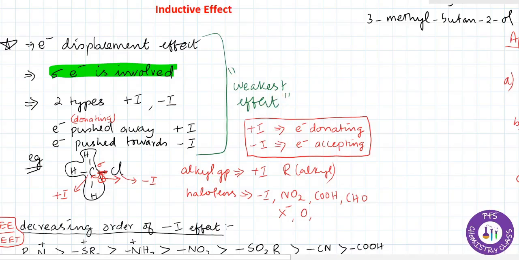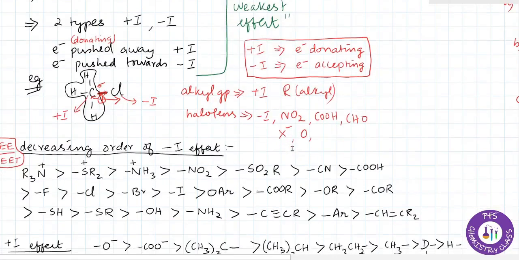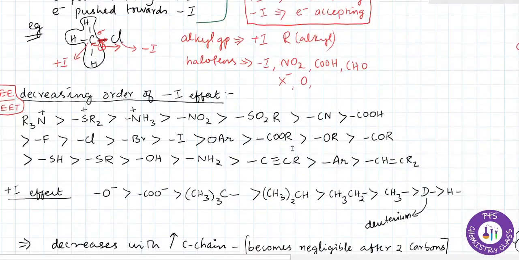Now let us see the groups. What are the groups which show the minus I effect? I have given you the list here. You have to copy it down later. This is mostly used for entrance examinations.